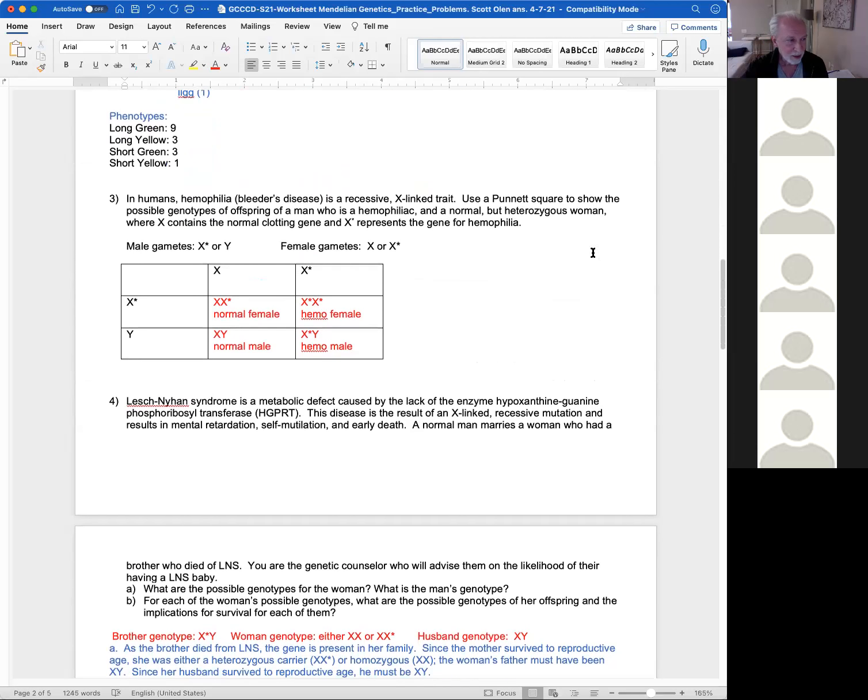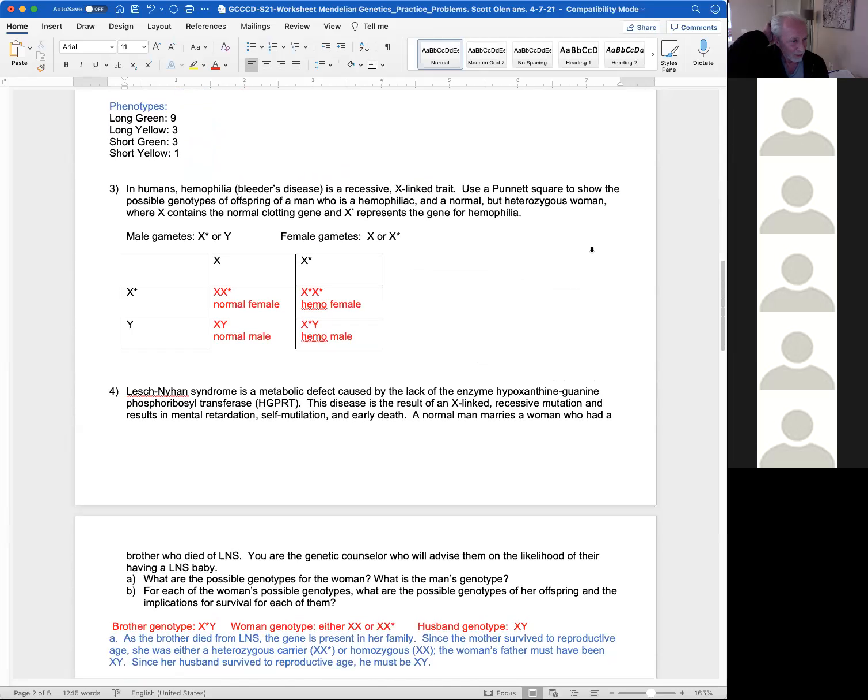Okay, then I'd like to go to the next question. This is an interesting one because it has to do with sex linkage to the X chromosome. In humans, hemophilia, known as bleeder's disease, is a recessive X-linked trait. Use a Punnett square to show the possible genotypes of offspring of a man who is a hemophiliac and a normal but heterozygous woman. So an X contains a normal clotting gene, and X star represents the gene for hemophilia.